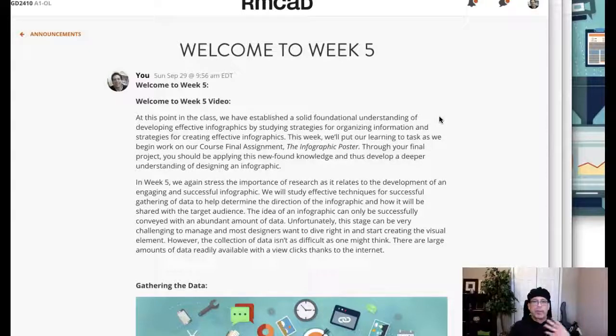So this week we're going to kind of put that all to task as we introduce our final project for the class, and that is the infographic poster. So this week we're going to really stress the importance of research as it relates to the development of the infographic, and we're going to show you some techniques for effective data research. Really important stuff this week, guys.